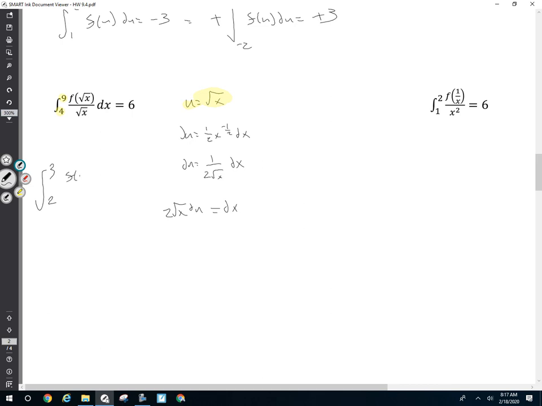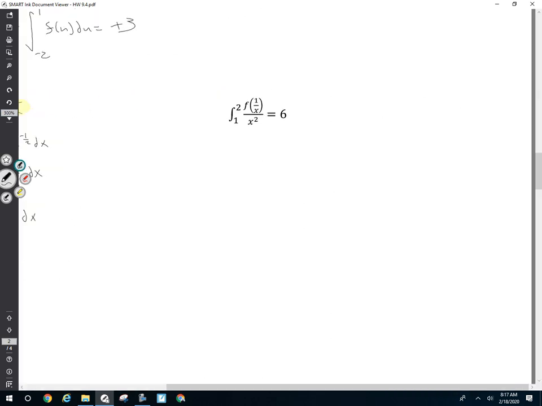This is f of u. This is root x. This becomes 2 root x du. The root x's cancel. Divide both sides by 2. My answer would be the integral from 2 to 3 of f of u du equals 3. One more.